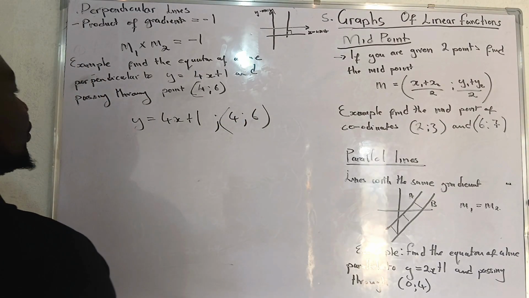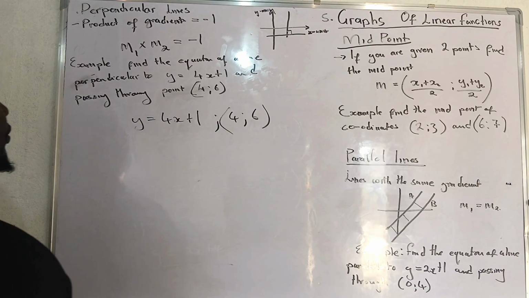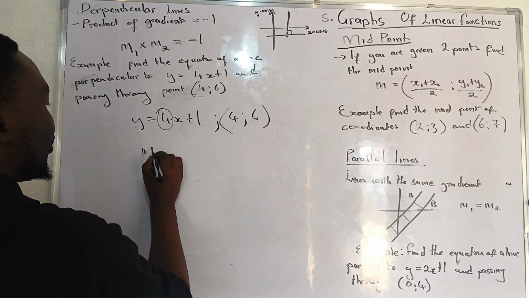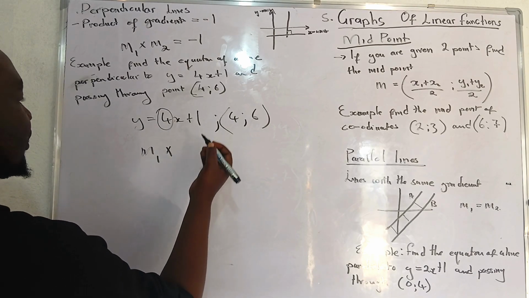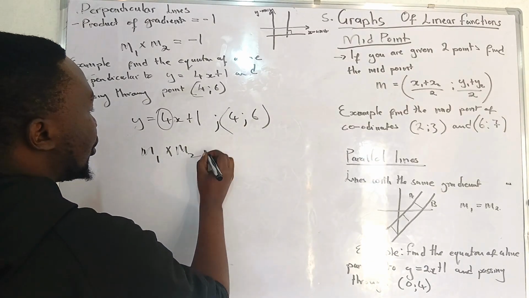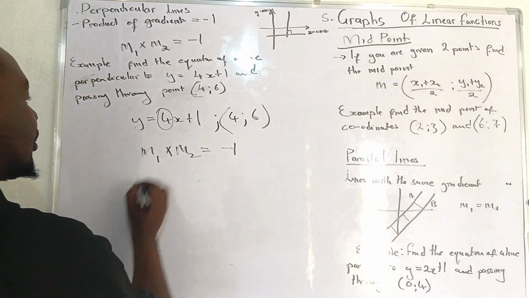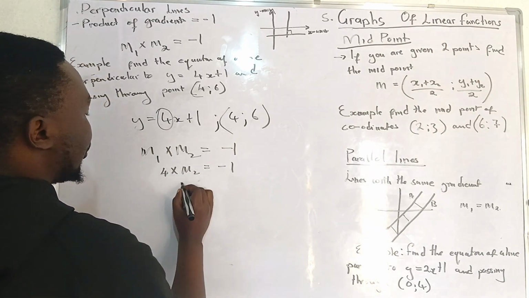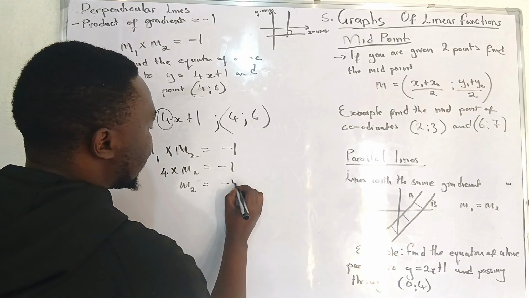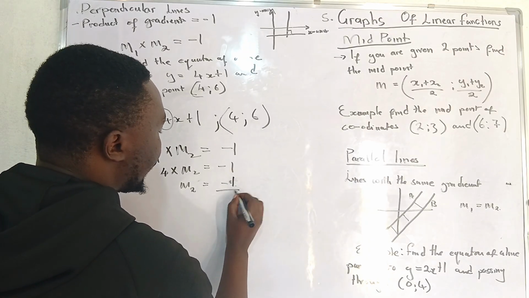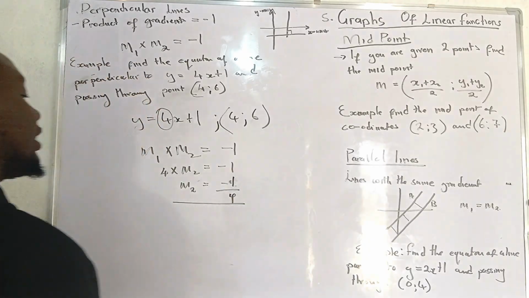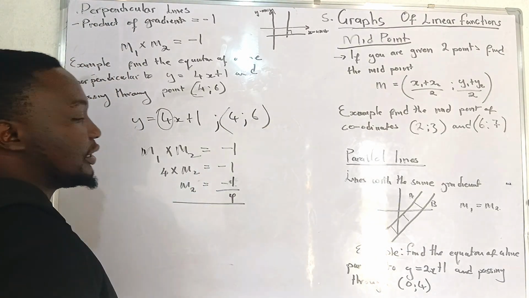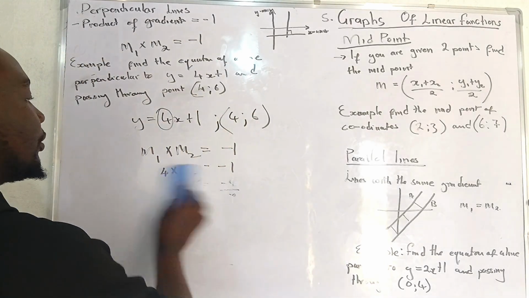So the first thing that we do is find the gradient of the line that we are looking for. The gradient we take here is the gradient m1. If we multiply it with the gradient that we are looking for, m2, we are going to get minus 1. So m1 we have as 4, multiplied by m2 is equals to minus 1. So m2 is equals to minus 1 over 4. This is the gradient of the line that we are calculating. We now have the gradient and a point.